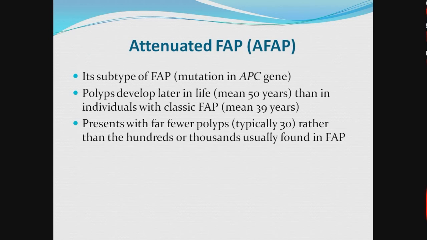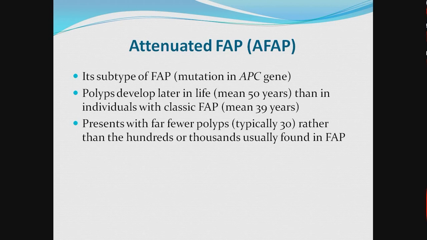So the second variant, attenuated FAP. الآن هذا النوع الثاني شنو اختلافه عن الفاب؟ قلنا ثلاثة أنواع: الفاب، والاتنيويتد فاب، وMYH. It's a subtype of FAP, with mutation also in the APC gene. لكن الاختلاف أن البوليب develops later in life, mostly after 50 years, بينما بالفاب it develops at around 39 years.